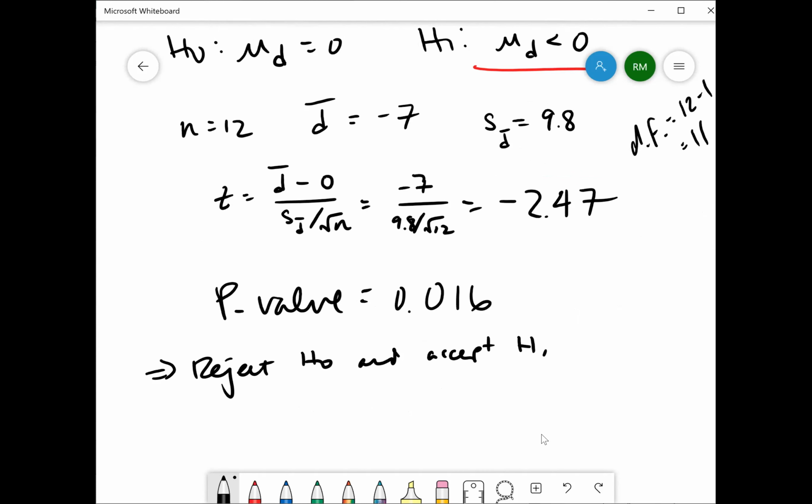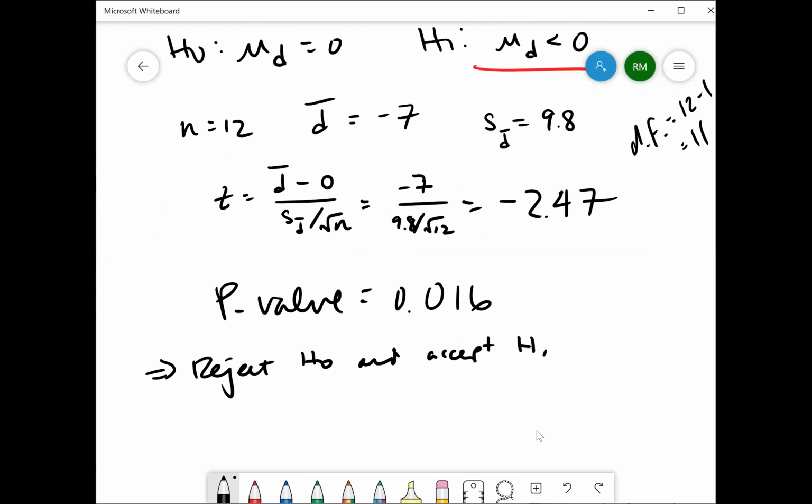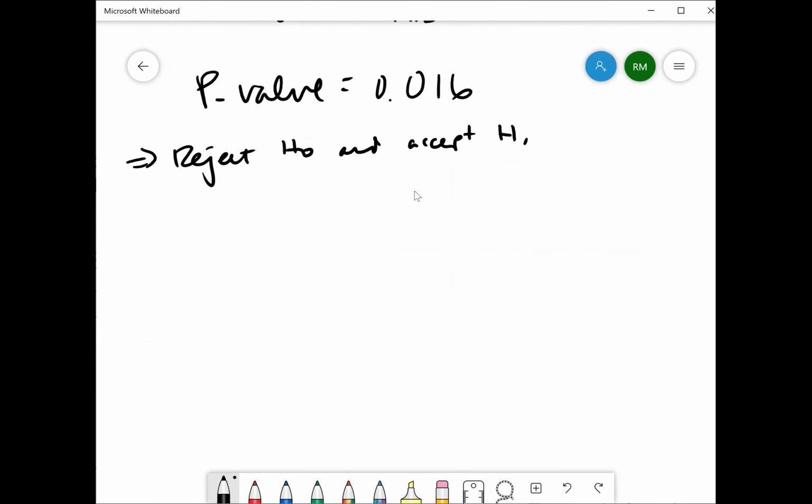So let's go back to our slides to see what it was that we were asking to do in the beginning. We were wanting to know, at the 5% significance level, do we believe that looking at real spiders is more anxiety-provoking? Well, we rejected the null hypothesis that looking at pictures and real spiders is equally anxiety-provoking in favor of the alternative.